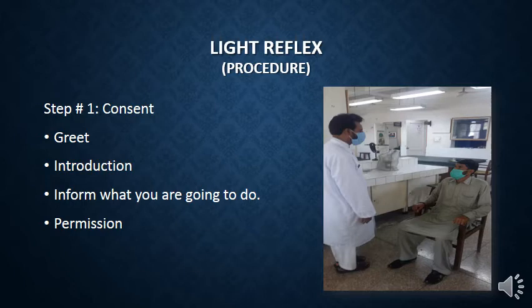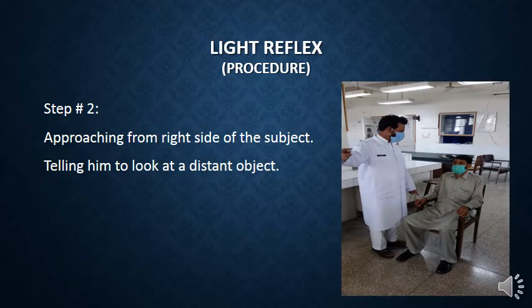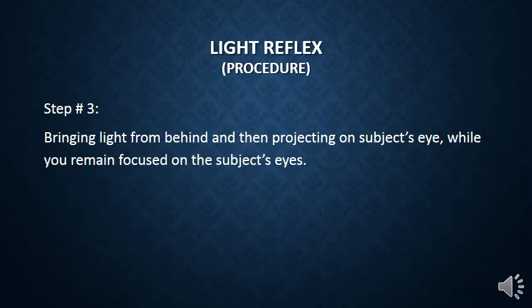In case you are a foreigner student, you can ask for translation help. Step number 2 will be that you will approach the subject from his right side, and then you will tell him to look at a distant object. Step number 3 is that you will bring the light from behind, and then you will project the light on the test eye while you remain focused on the subject's eyes.